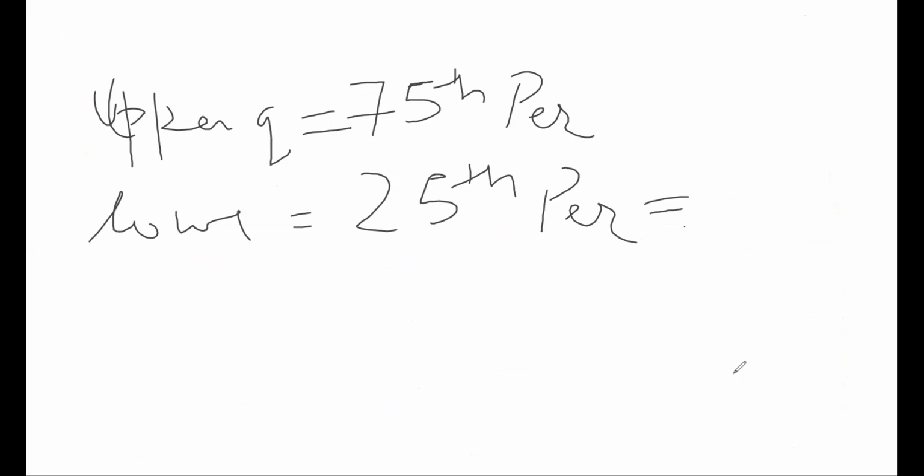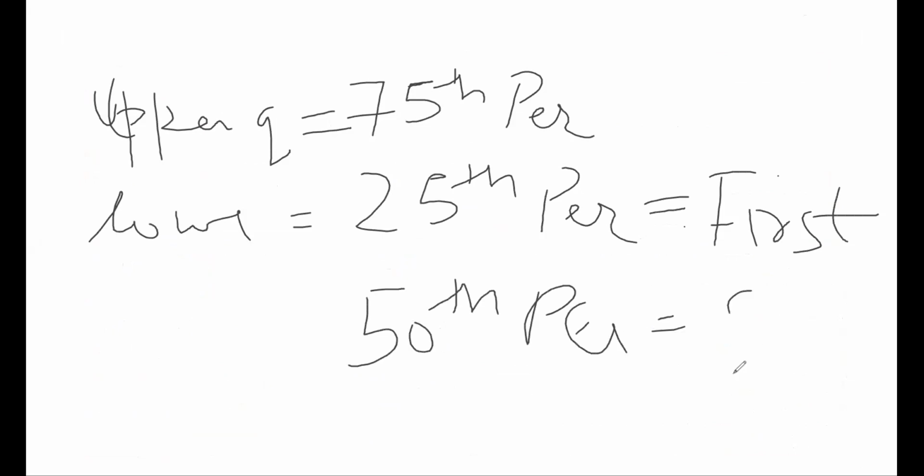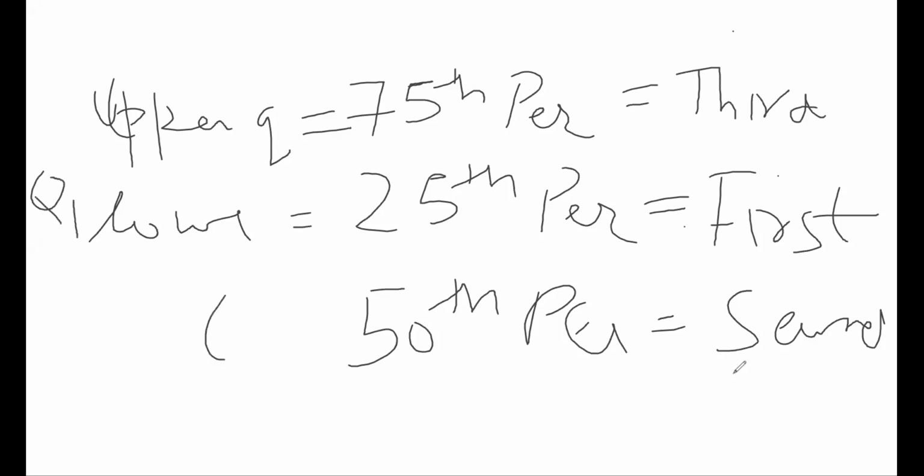So the lower quartile is also called the first quartile, the 50th percentile is called the second quartile, and the 75th percentile is called the third quartile. So if someone asks us to find the upper quartile, it is the third quartile. And if someone asks for the lower quartile, then it is the first, the 25th percentile. The lower quartile is also represented by Q1. The 50th percentile, that is the median or second quartile, is represented by Q2, and the upper quartile is represented by Q3.